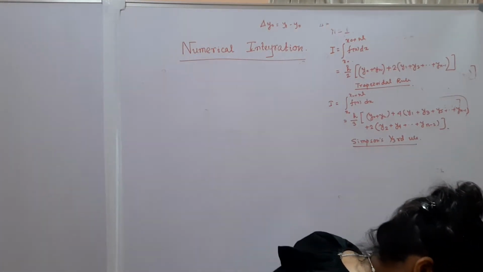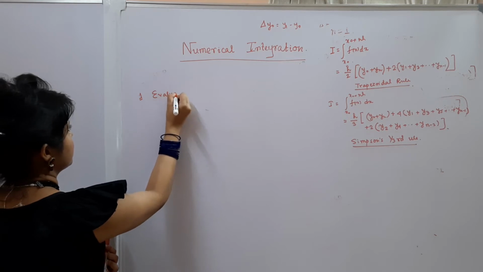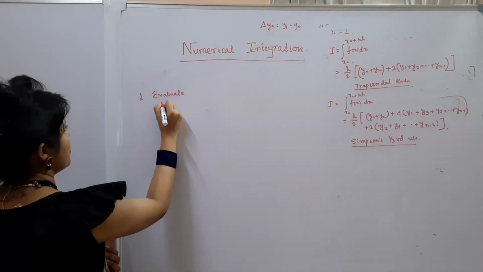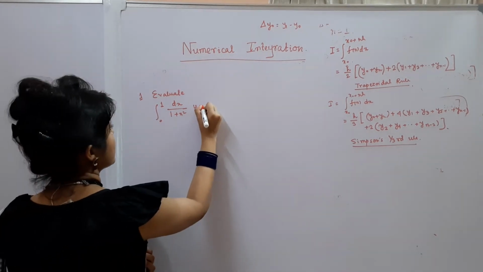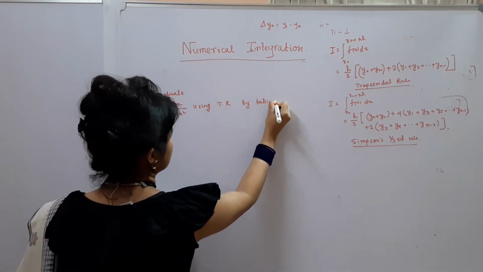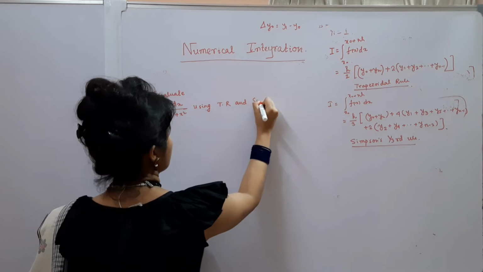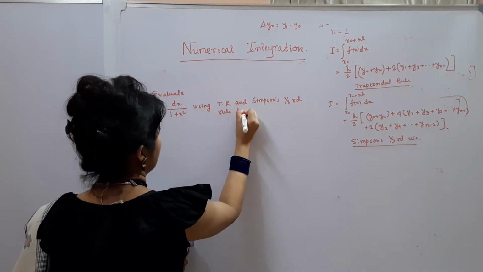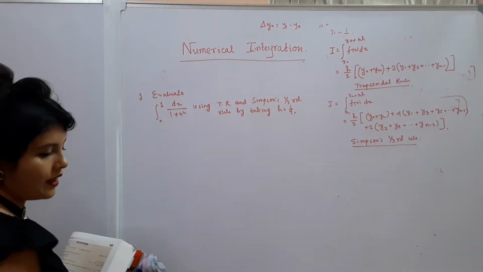Okay, so the first problem is: evaluate the integral from 0 to 1 of 1 by 1 plus x square dx using the trapezoidal rule and Simpson's 1/3 rule by taking h equal to 1 by 4. Okay. So this is the problem.